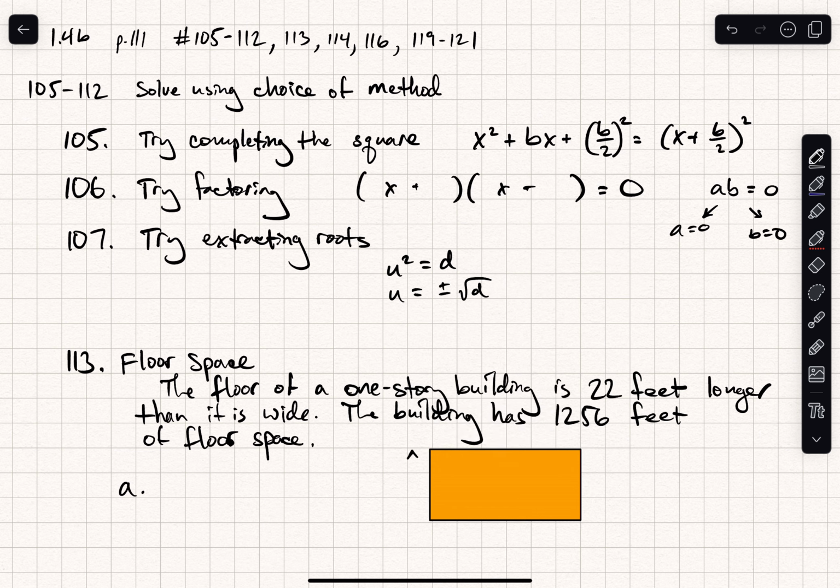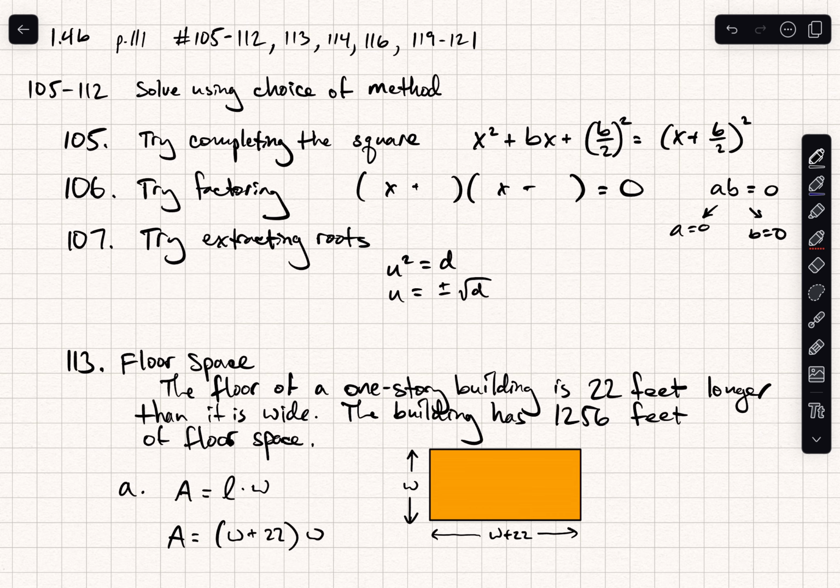Call this dimension my width. And I know that my length is 22 feet longer than my width. So I can write that as W plus 22. So for A, I'm supposed to write an equation for the area of the floor. So area equals length times width. So area here is, the length is W plus 22, and my width is W.